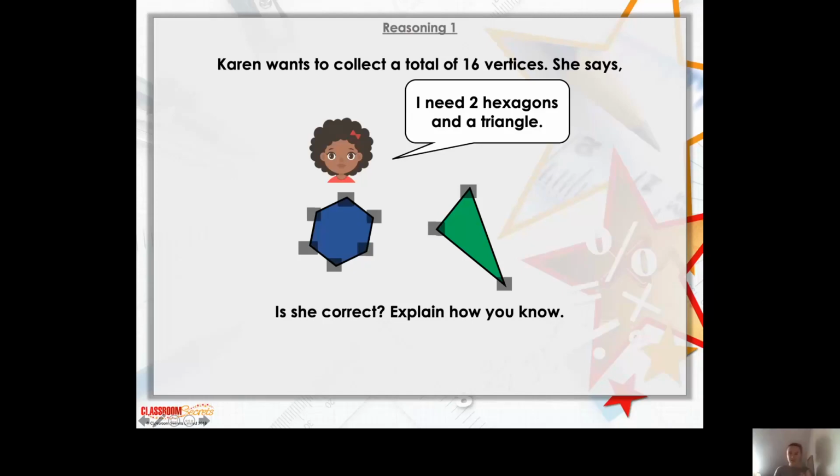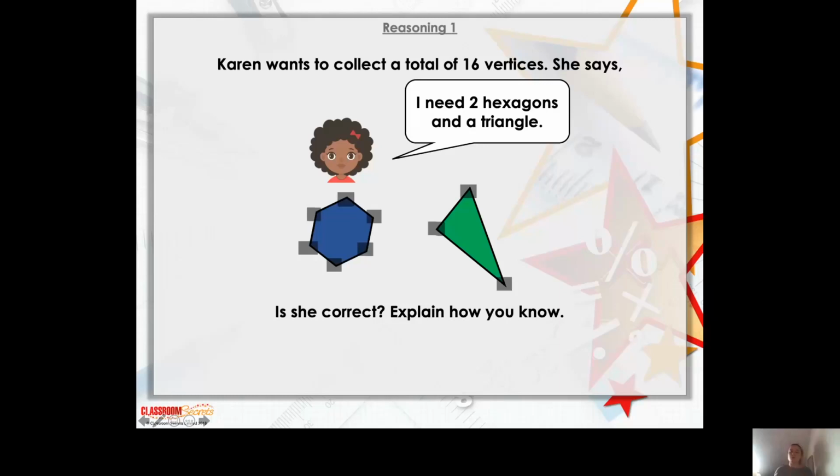So therefore, she's got the hexagon with 6 vertices and the triangle with 3 vertices, and she thinks she needs 2 hexagons and 1 triangle to total 16 vertices. So now what I'd like you to do is pause the video and have a go at adding up the number of vertices she will have in total with 2 hexagons and 1 triangle.